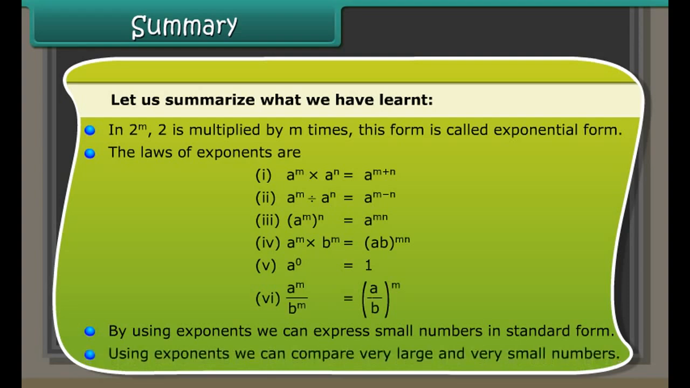3. (a^m)^n is equal to a^(mn). 4. a^m × b^m is equal to (ab)^m. 5. a^0 is equal to 1. 6. a^m / b^m is equal to (a/b)^m.